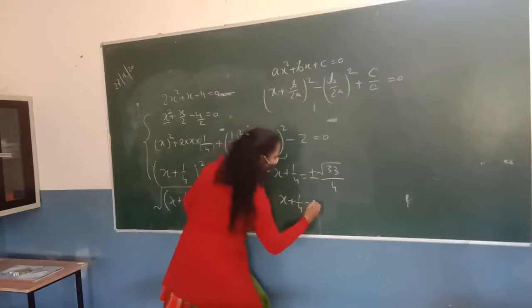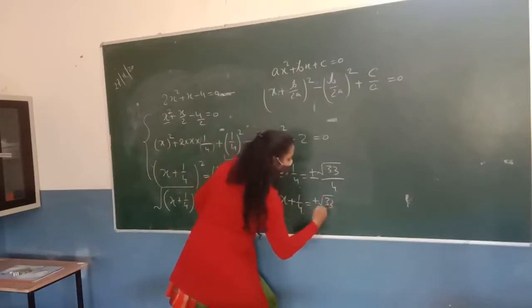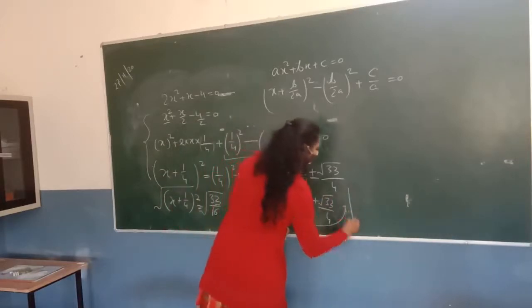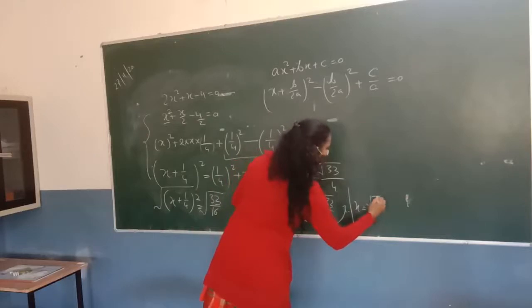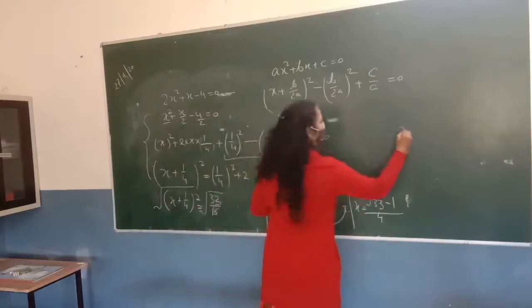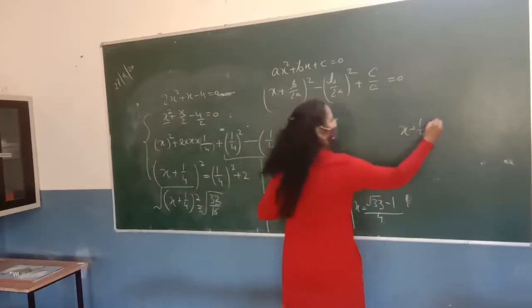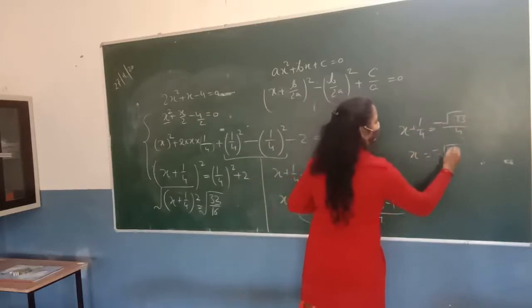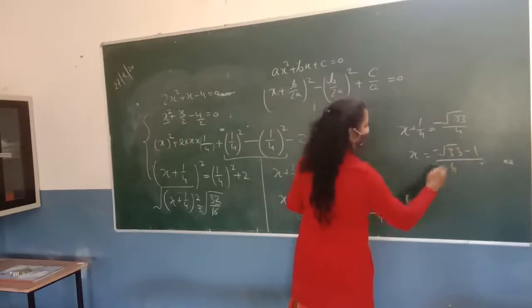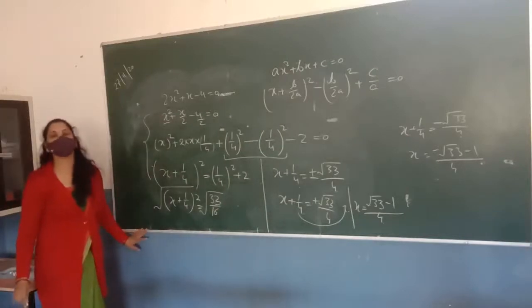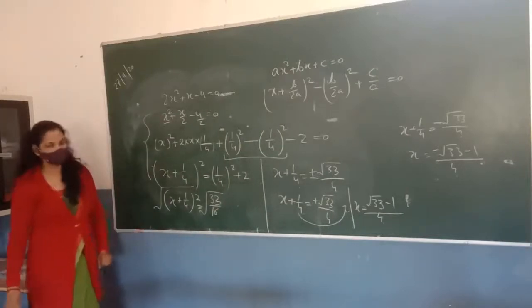First we will take the plus sign, plus under root 33 upon 4. और जब आप इसको इधर ले जाएंगे तो ये माइनस में चला जाएगा and then you will get the value of x equal to plus under root 33 minus 1 upon 4. Or if you are taking the negative value then it will be x plus 1 upon 4 is equal to minus under root 33 upon 4. Then x will be minus under root 33 minus 1 upon 4. These are the two answers. Okay, this is a complete method of completing the square. Clear?